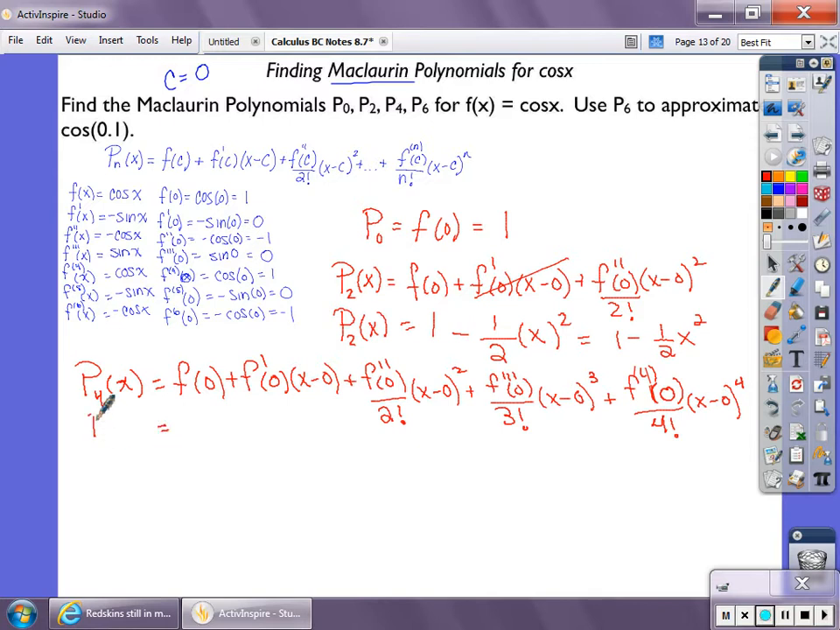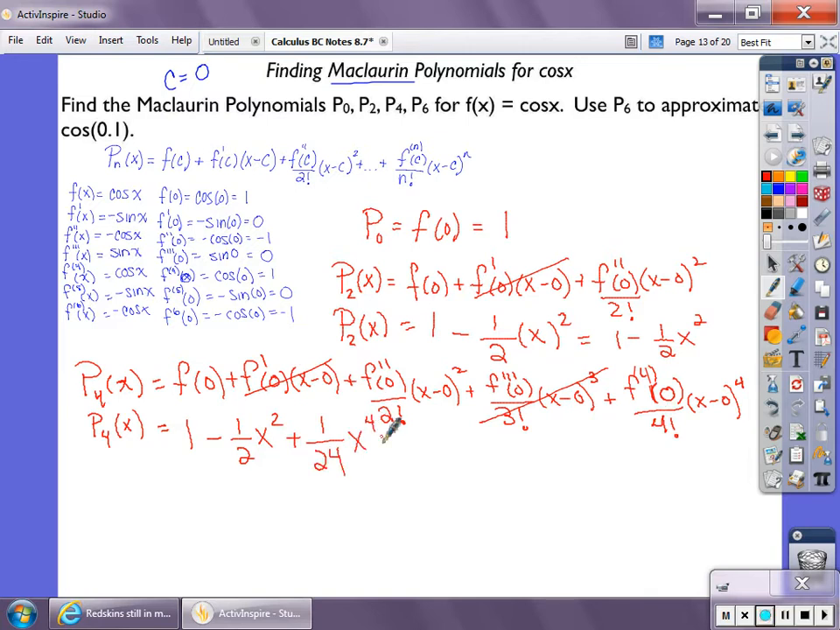And so p sub 4 of x is going to be f sub 0, which was 1. Remember, this goes away because f prime of 0 is 0. f double prime of 0 was minus 1 over 2 x squared. f triple prime of 0 is 0, so I know that's going to go away. The fourth derivative evaluated at 0 is positive 1, so this would be plus 1 over 4 factorial, which is 1 times 2 times 3, which is 6, times 4, which is 24, times x raised to the fourth power.